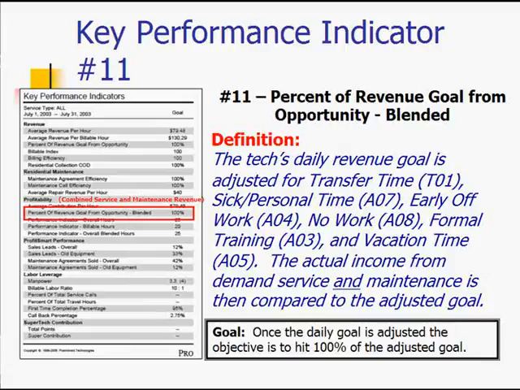The actual income from demand service and maintenance is then compared to the adjusted goal. Once the daily goal is adjusted, the objective is to hit 100% of the goal.